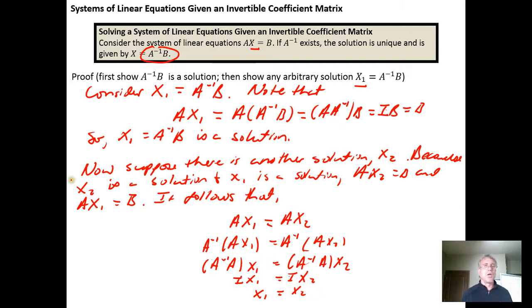When we tried to assume that there was some other solution, we discovered that the solution was the same as the original solution. So down here, I'm out of space on this page, but I should say something along the lines of, because x sub 1 equals x sub 2, the solution is unique.